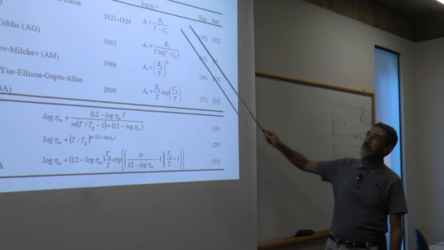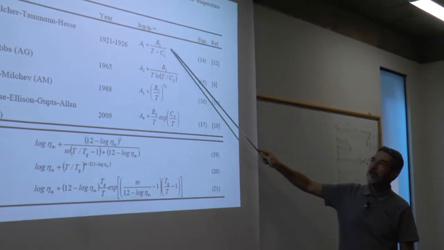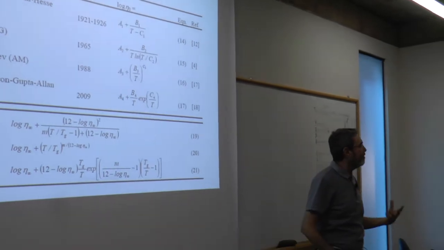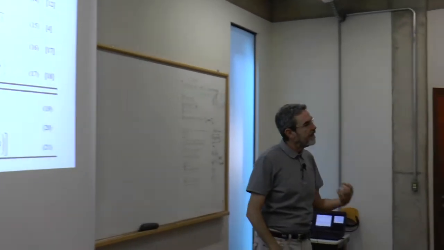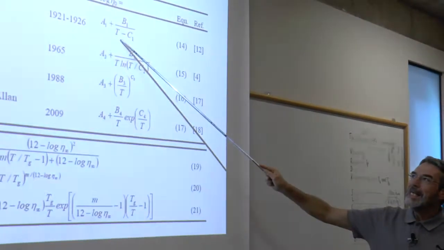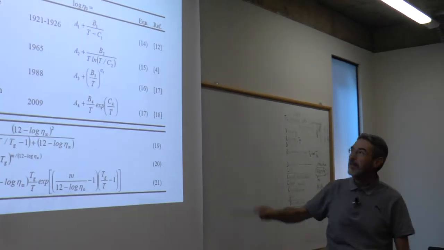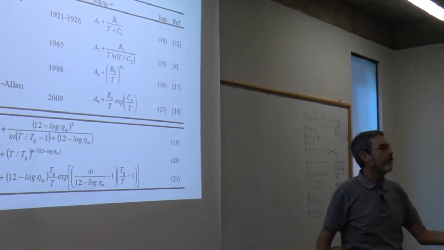Also, let's take a look at the Vogel-Fulcher equation. B1 is like the equivalent of an activation energy. It's the equivalent because it's not divided only by T, it's divided by T minus C1. So it's related to the activation energy for viscous flow.